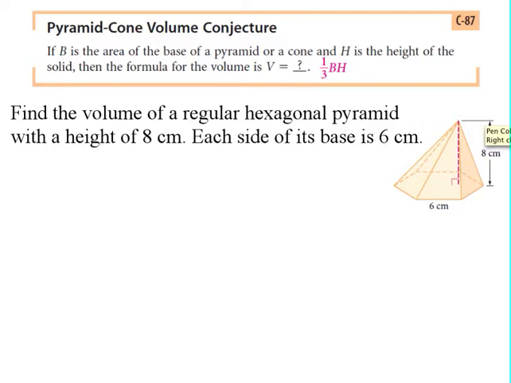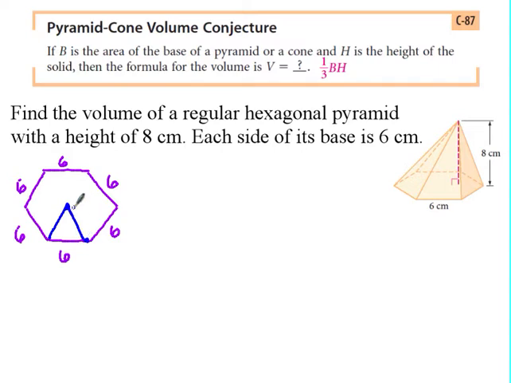So if I look at this, it says find the volume of a regular hexagonal pyramid with a height of 8 centimeters. Each side of its base is 6 centimeters. Okay. So now, 1/3 the area of the base times the height. So we've got to do the area of the base. So I've got to find the area of a hexagon here, and all of these sides are 6. To find the area of this, the best way is to break it into triangles. So let's do that right here.